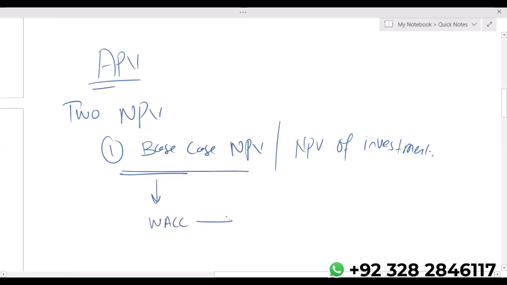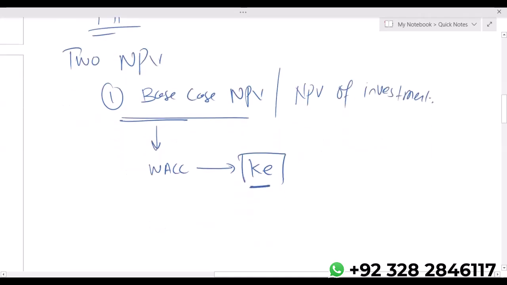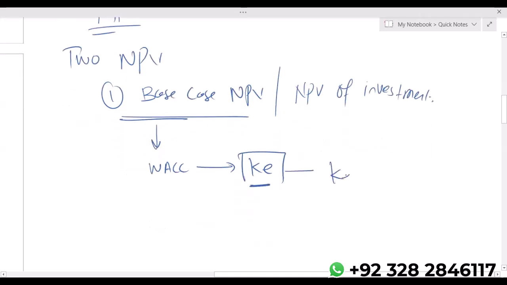logically your WACC is KE. And more precisely, the KE is actually KU, the cost of equity of an ungeared firm. Because while calculating base case NPV, we are making an assumption that the project is 100% equity financed. It means that I'll be using KE as the cost of capital for base case NPV.